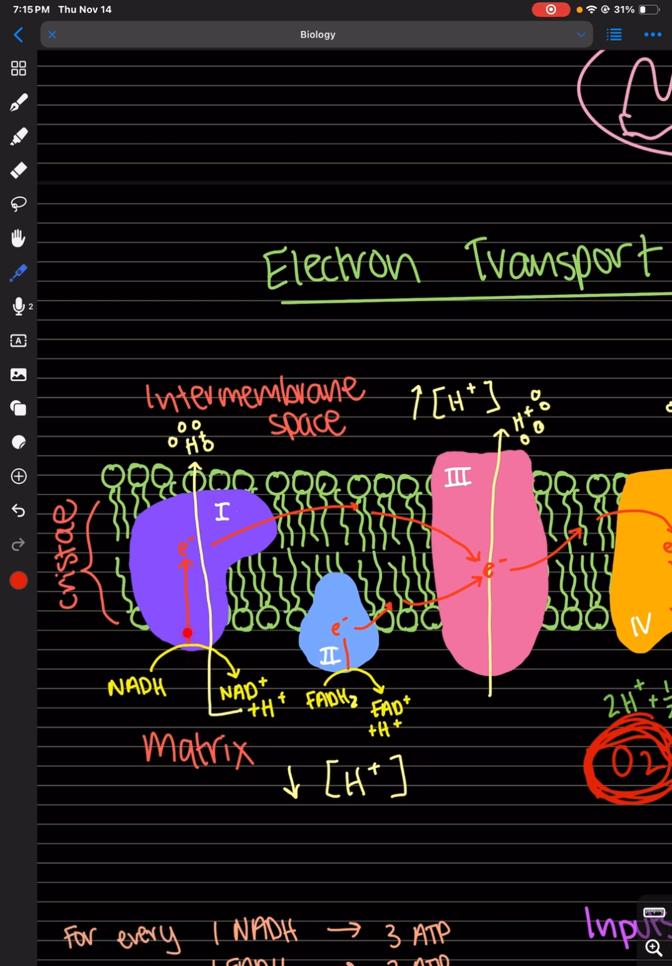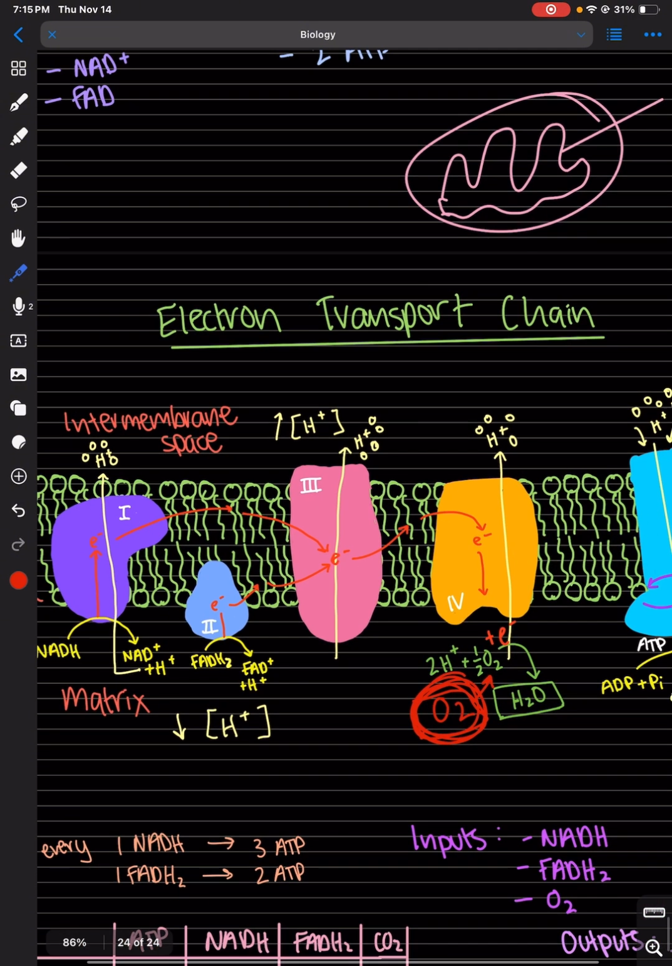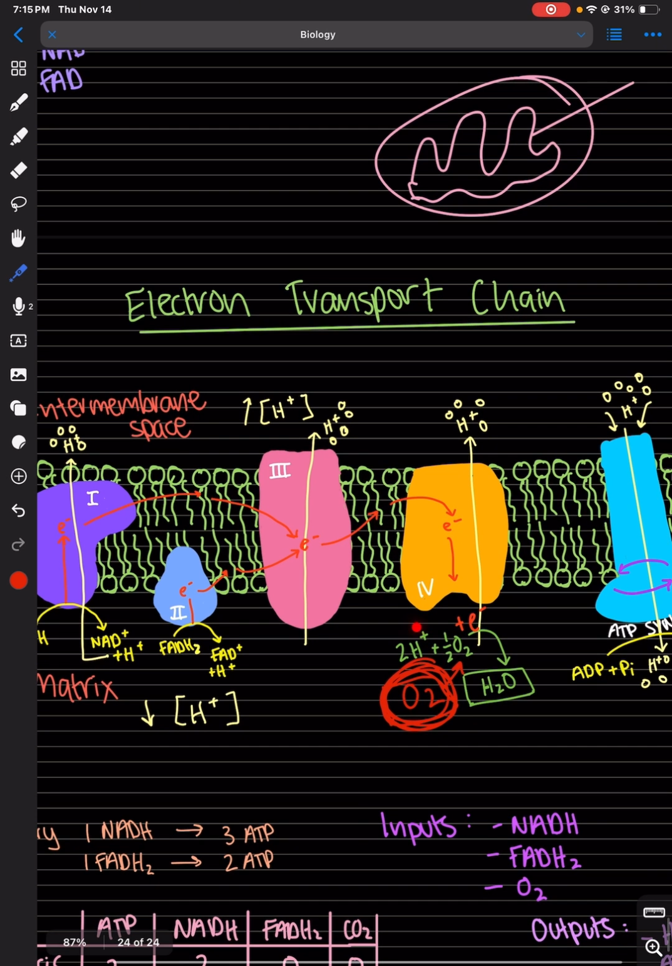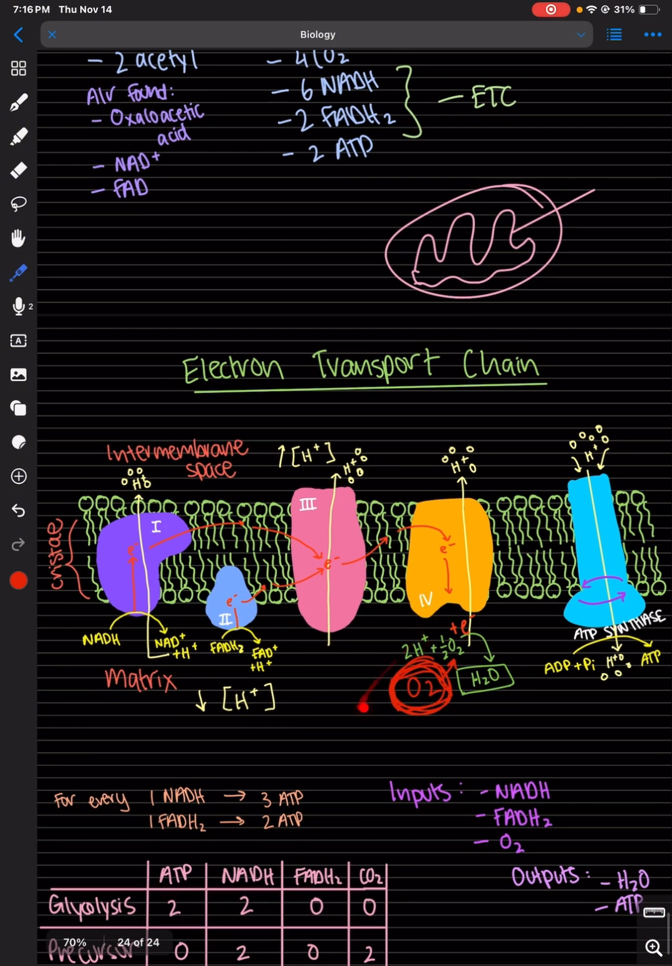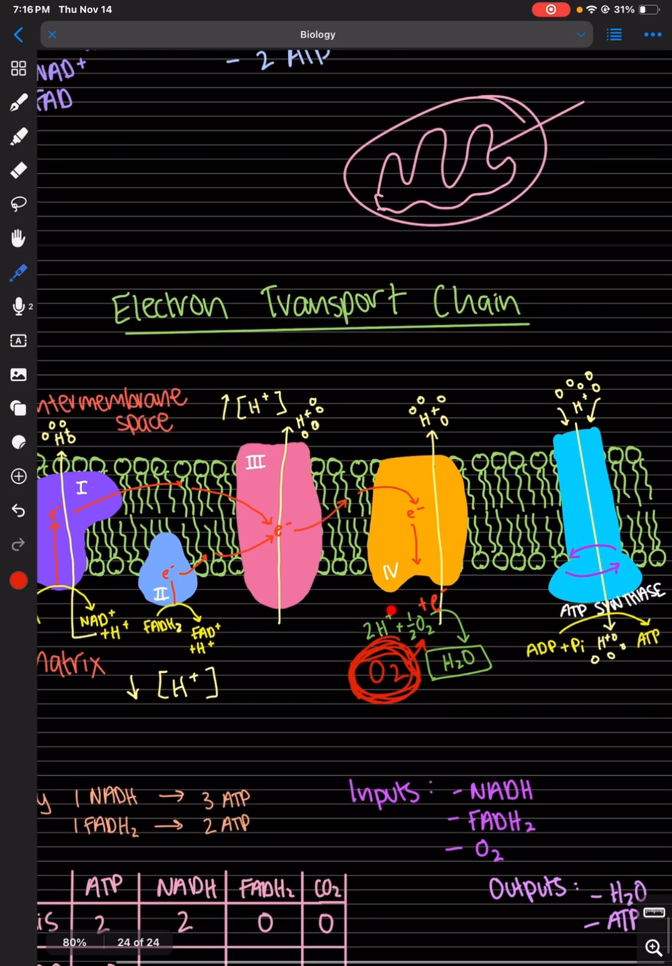These electrons are going to travel into complex number 1, and then to complex number 3, okay? And then from there, these electrons are going to travel to complex number 4, where they meet hydrogen ions or protons that are in the matrix, because this area is the matrix, and they're going to combine with the electrons and combine with oxygen and make water, H2O.